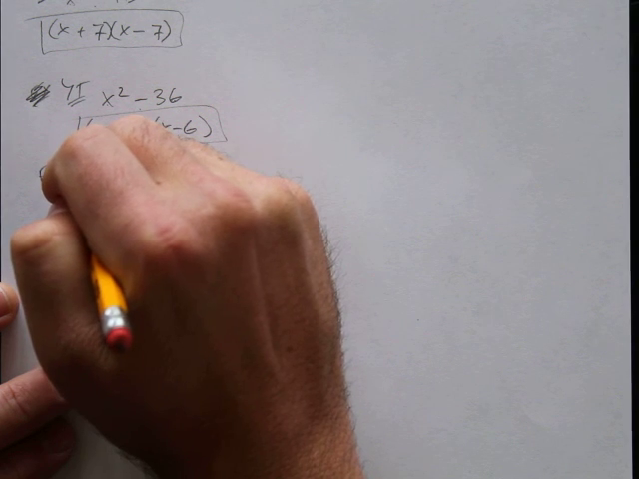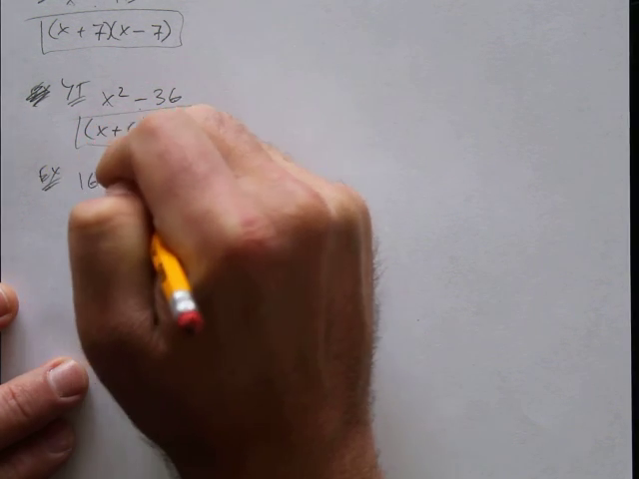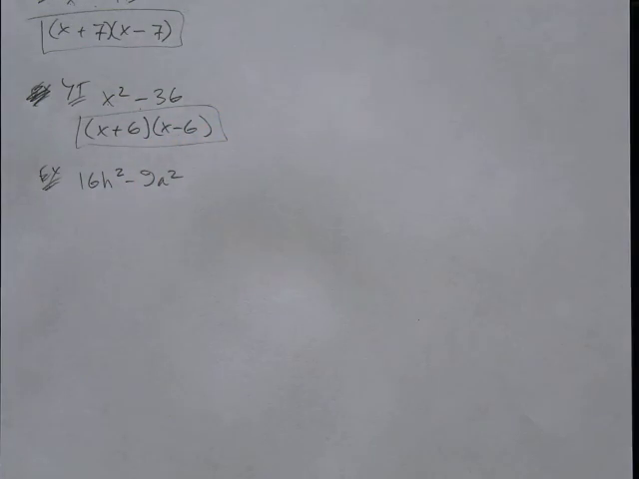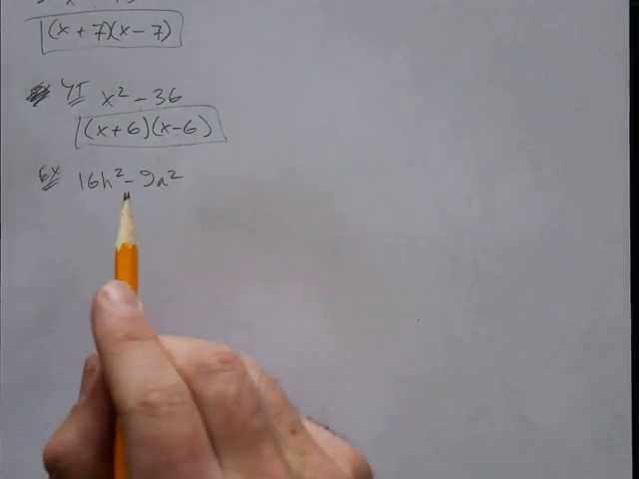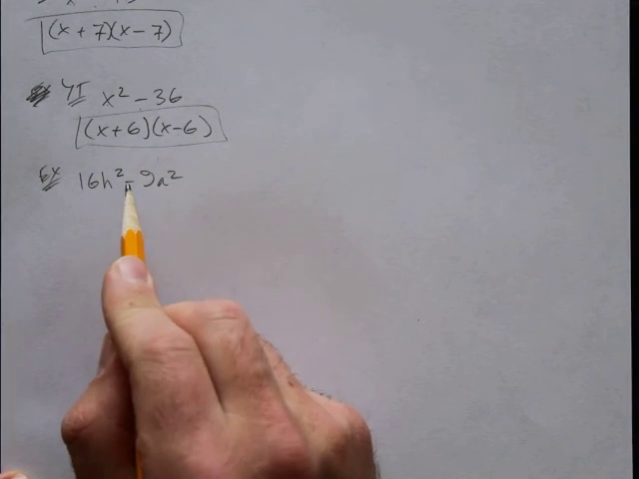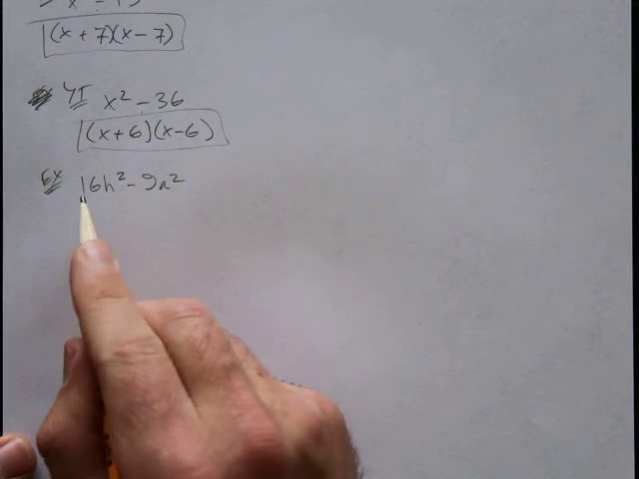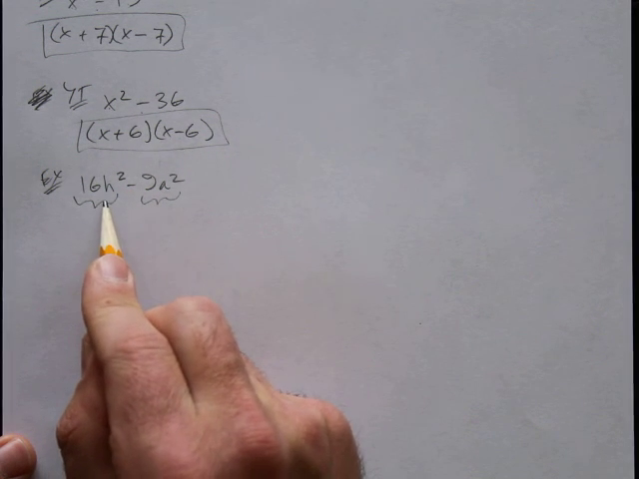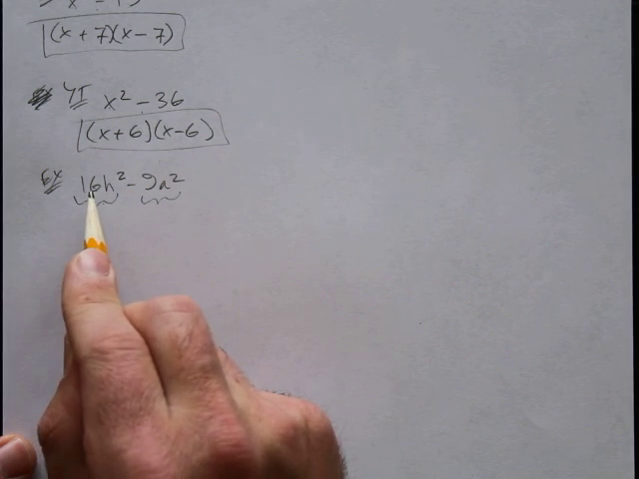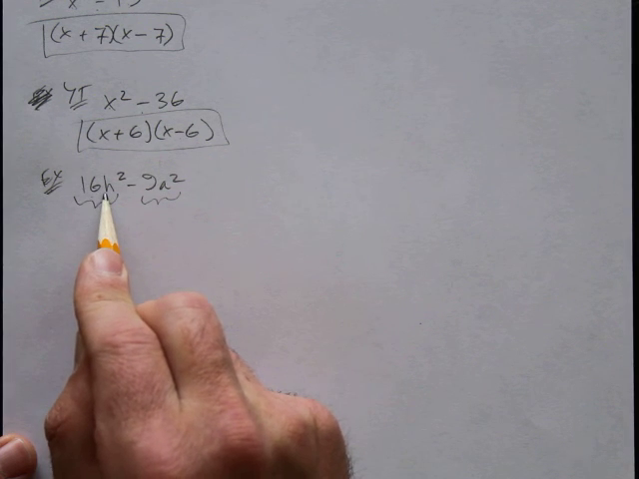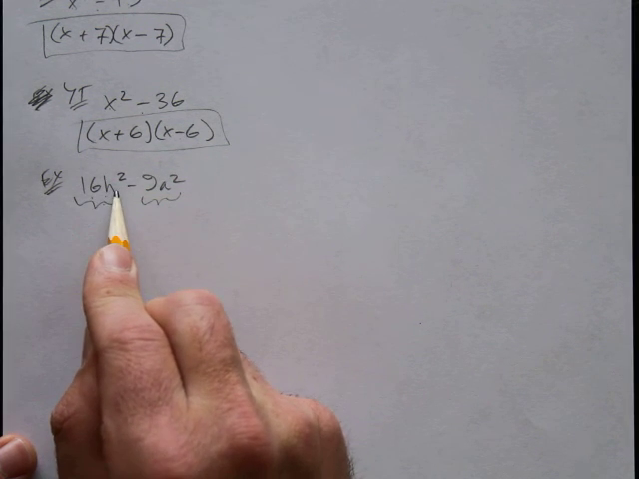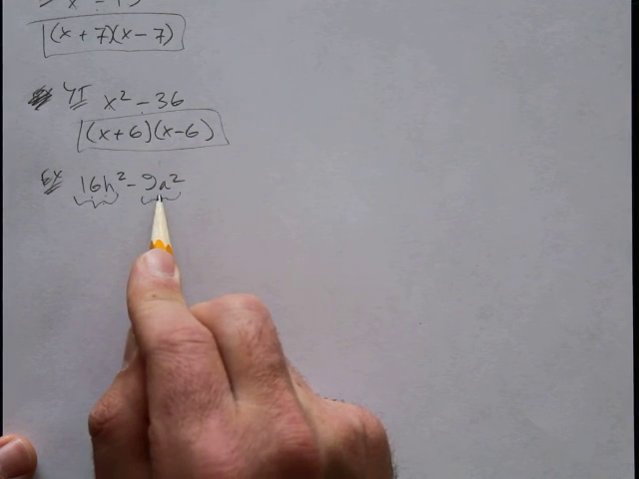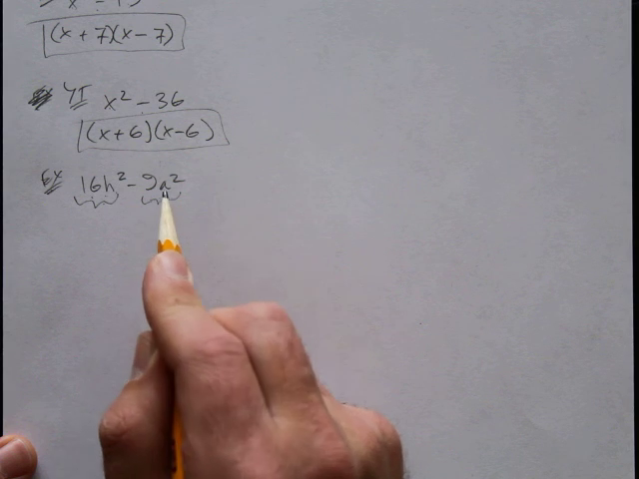I've got 16h squared minus 9a squared. All right, that's okay though. Notice I've got a minus in the middle, which is what I want for a difference of squares. And if you look closely, you can see that each of these are a perfect square. 4h times 4h gives me 16h squared. 3a times 3a gives me 9a squared.